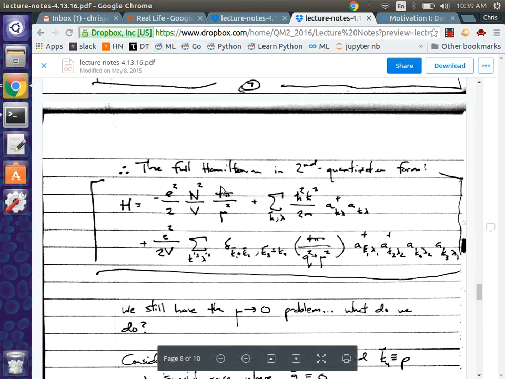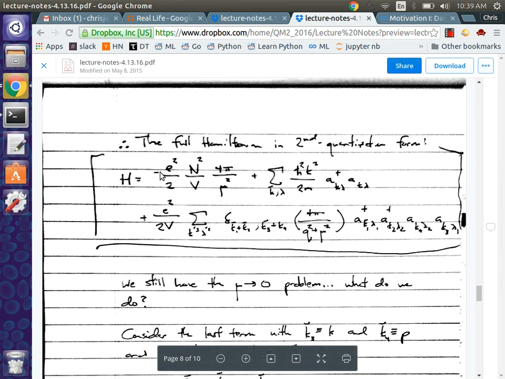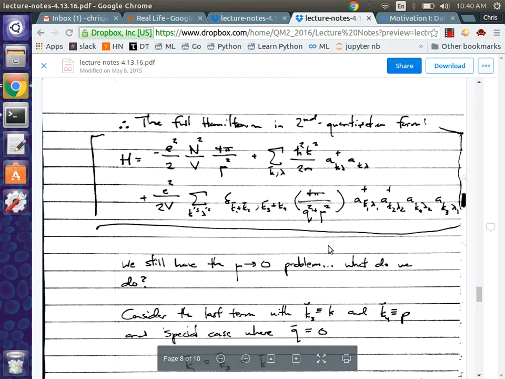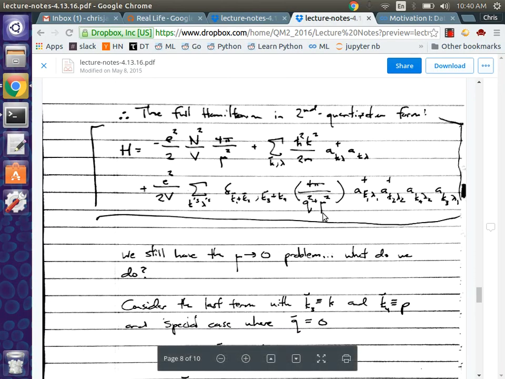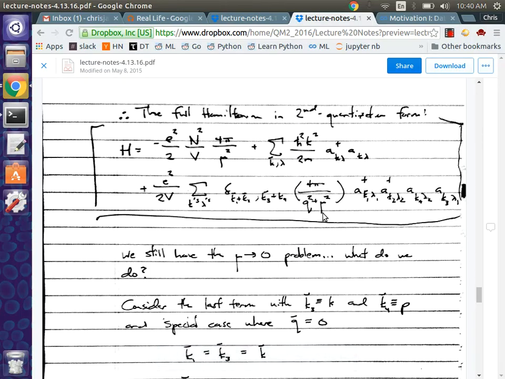So now we've got the full thing. Again, here's our constant background term that comes from the interaction of the lattice. We've got our momentum term, the single-particle operator, and we just computed the two-particle interaction between electrons. We're treating this as a screened Coulomb potential, or a Yukawa potential. So this would be our Hamiltonian that we want to work with.